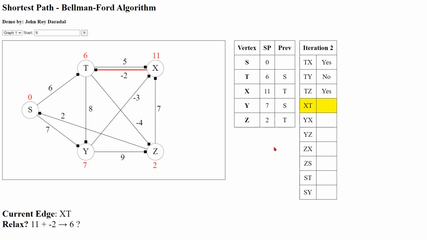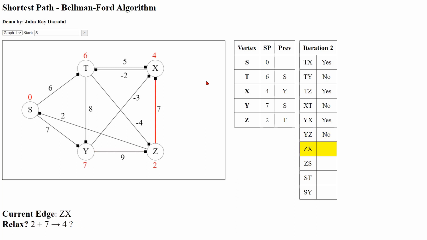Xt. So x has 11 and then minus 2. So that's 9. Is that better than 6? It's not. So we'll keep it as is. Yx, 7 minus 3. Is that better than 11? It is. So we will update this to 4, and x's previous is y. Yz, 7 plus 9, that's not better than 2, so we'll skip it.